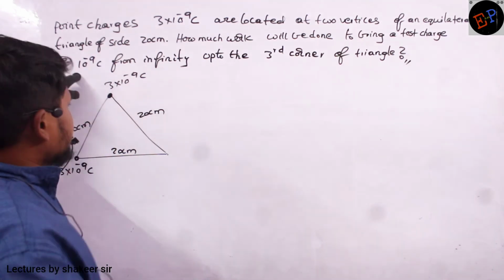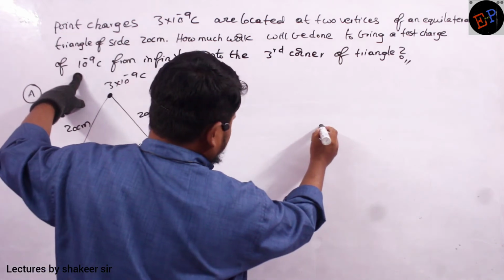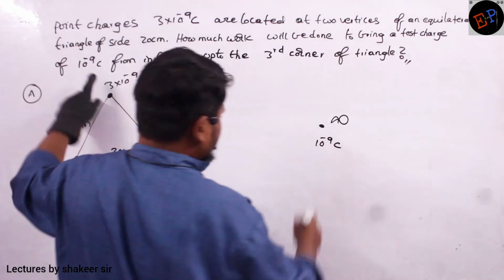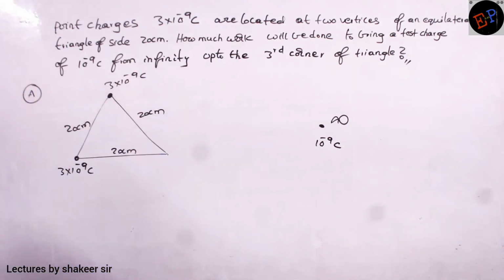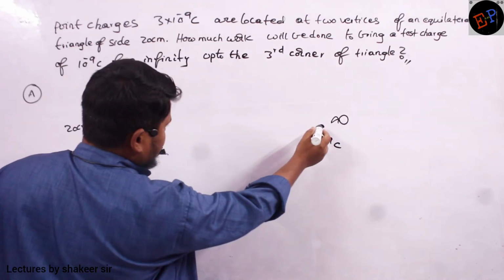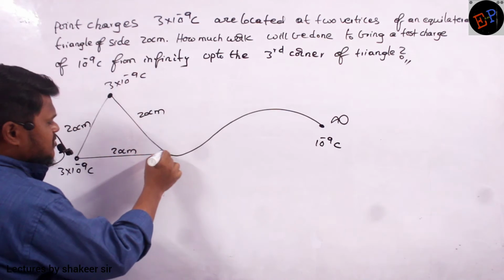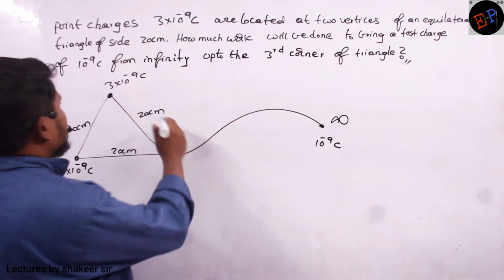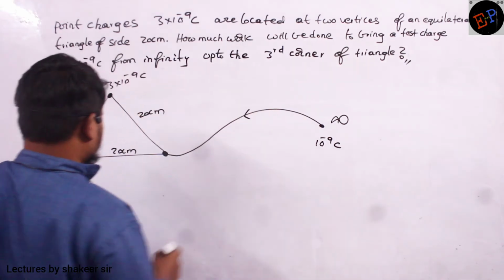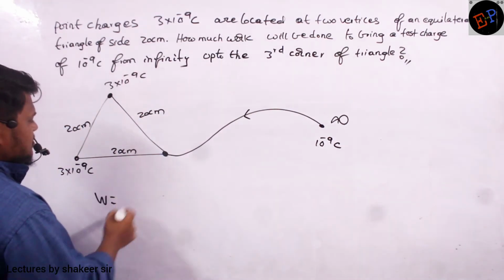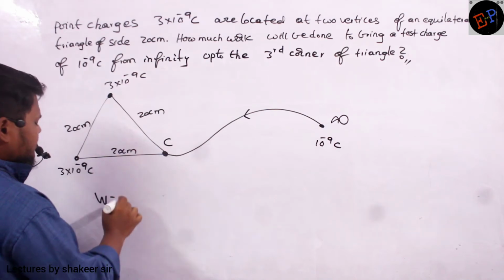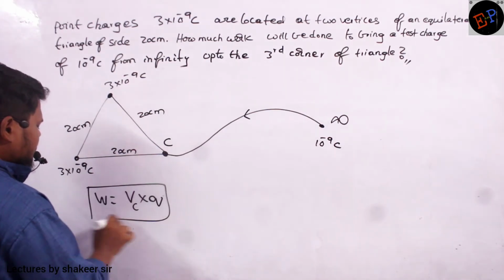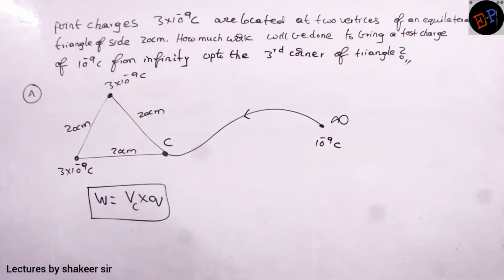And there is a test charge somewhere at infinity. Here there is a test charge, and what is its value? 10 power minus 9 coulomb. So this test charge I want to bring from infinity to the third vertex of this equilateral triangle. Then the question is how much work will be done. What is the work done? If I call this point as point C, the potential at point C multiplied by the charge which you are moving, that's all. This is the amount of work done.